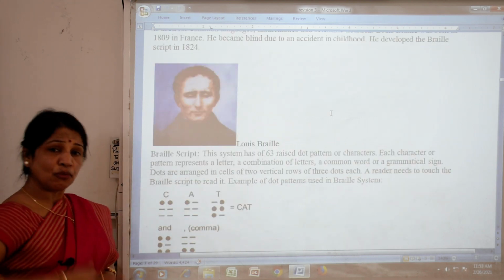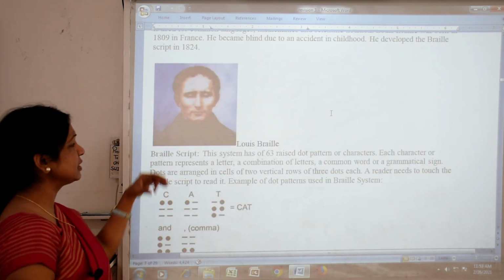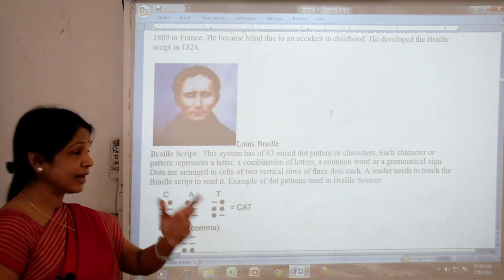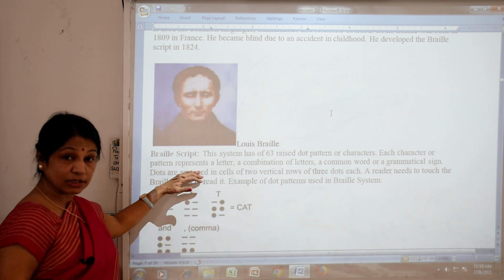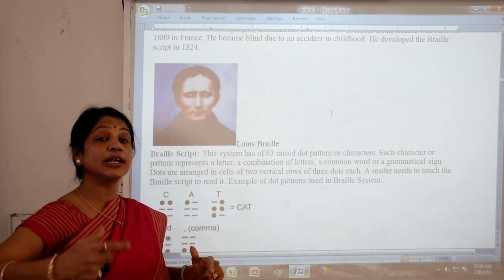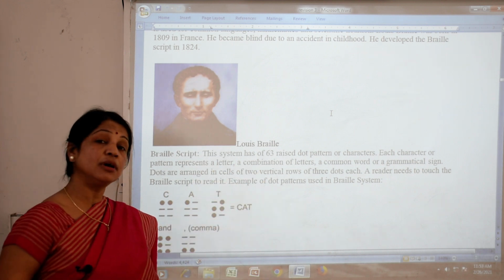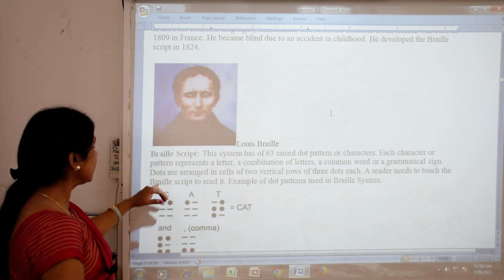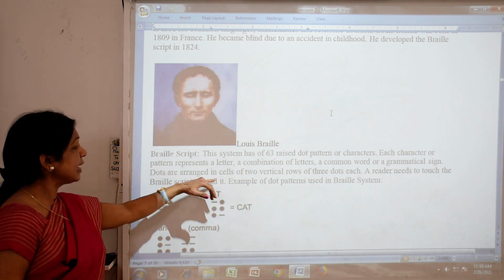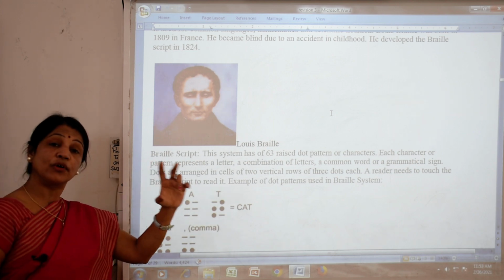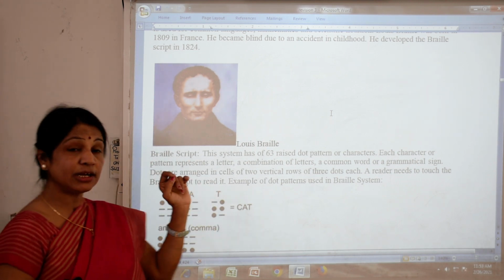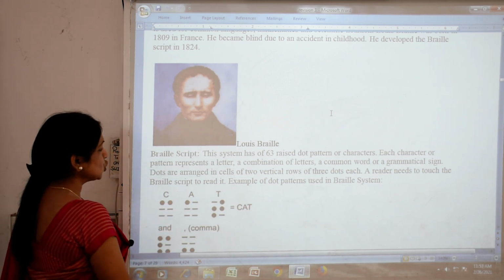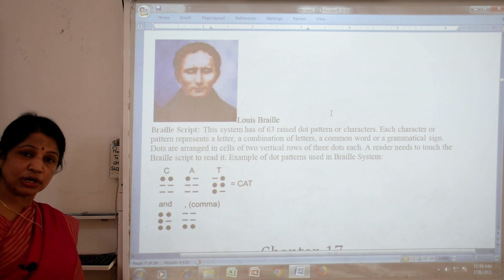And what is the Braille script? The system has 63 raised dot patterns, and each character pattern represents a letter combination, or letters in common words, or grammatical signs. The dots are arranged in a cell of two vertical rows of three dots each. A reader needs to touch the Braille script to read it.